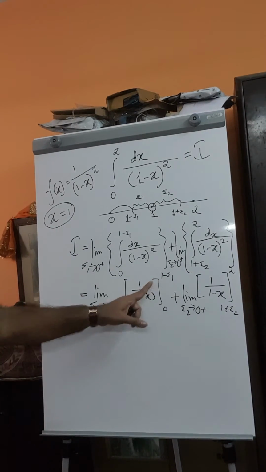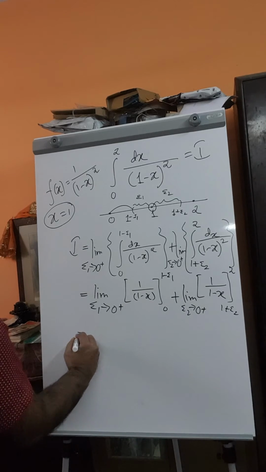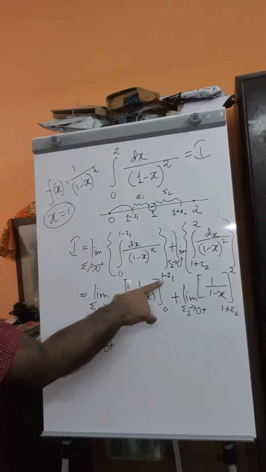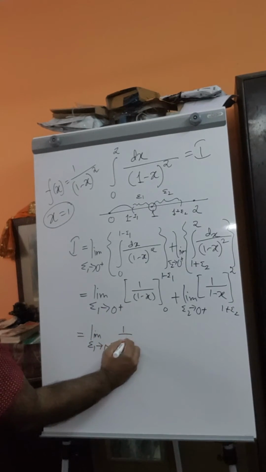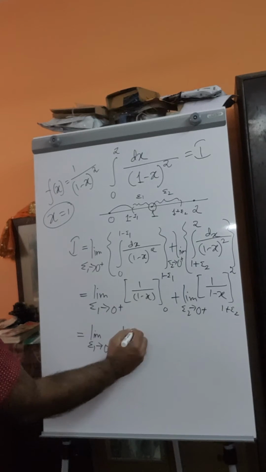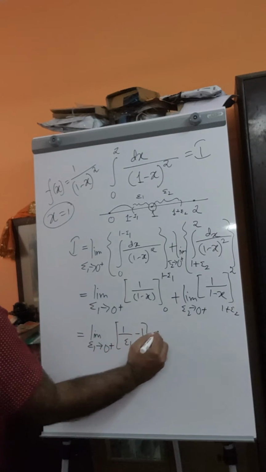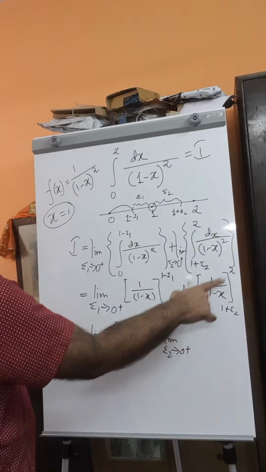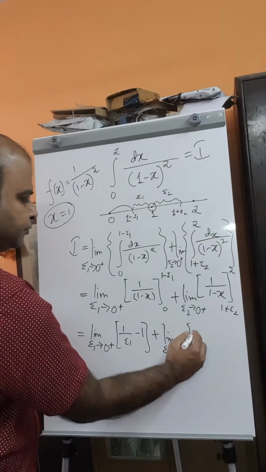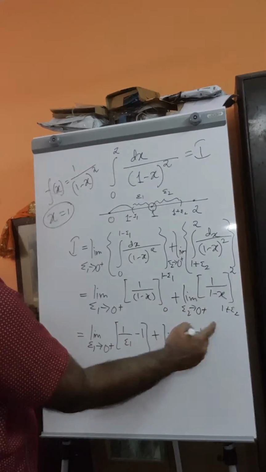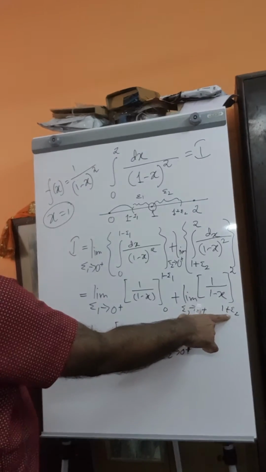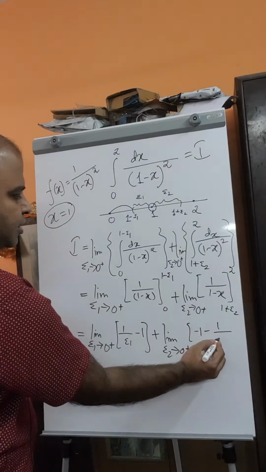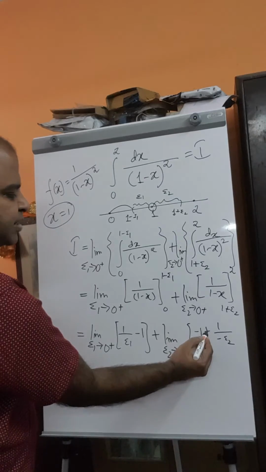Now, we have to replace x by the upper limit minus the lower limit. So, this becomes equal to limit epsilon 1 tending to 0 plus, if we replace x by 1 minus epsilon 1, we have 1 by epsilon 1 here, and again if we replace x by 0, we have minus 1. Then plus limit epsilon 2 tending to 0 plus, replace x by 2 here. So, we have 1 by 1 minus 2, that is minus 1, minus, replace x by the lower limit, that is 1 plus epsilon 2. So, this is 1 upon minus epsilon 2. So, basically here we have minus epsilon 2, and this minus minus makes this plus.